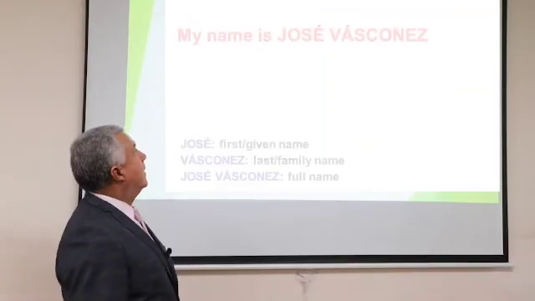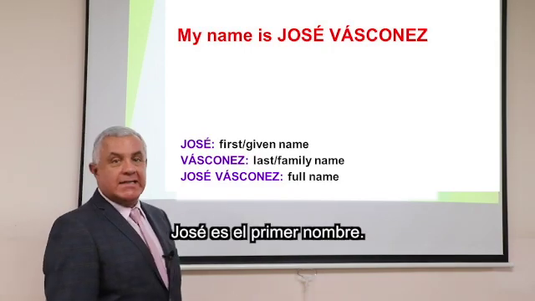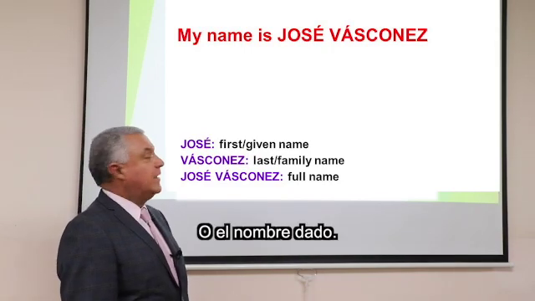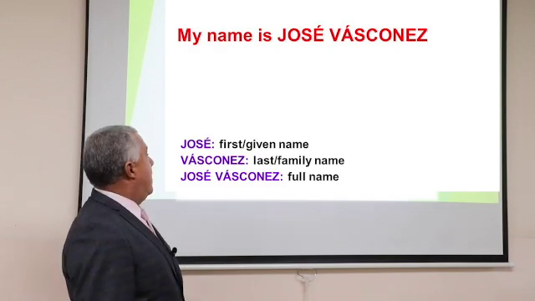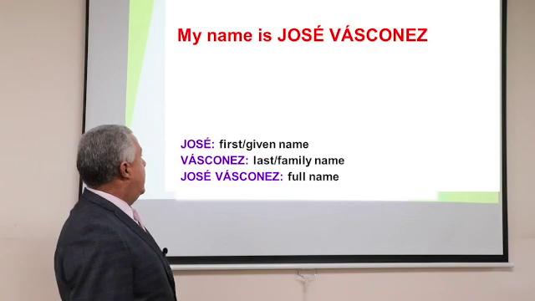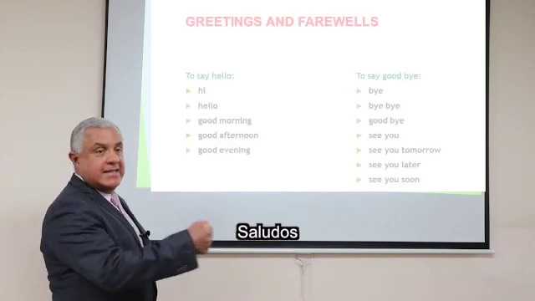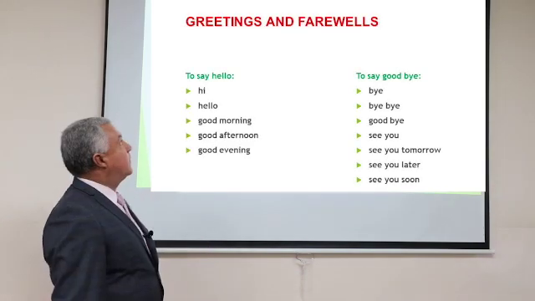Let's begin. My name is Jose Vasconez. Jose is the first name or the given name. Vasconez is the last name or family name, and Jose Vasconez is the full name. The next one: greetings and farewells.